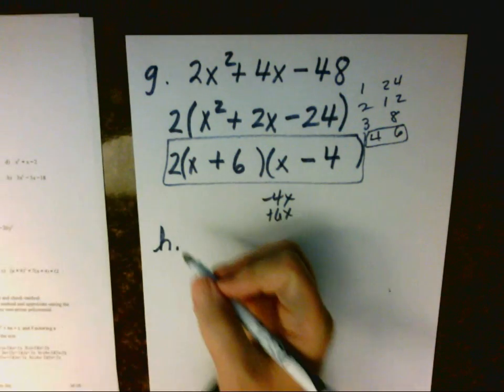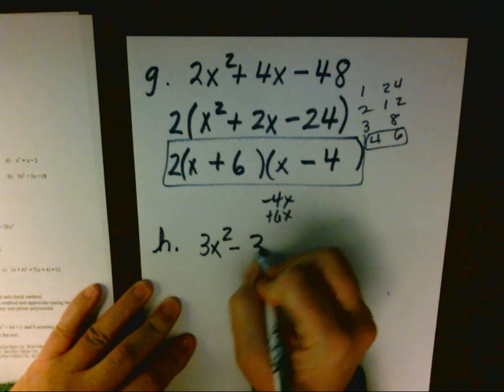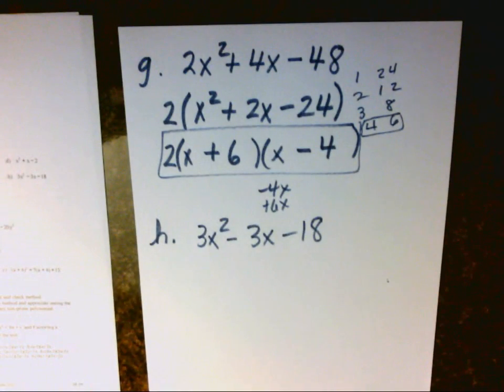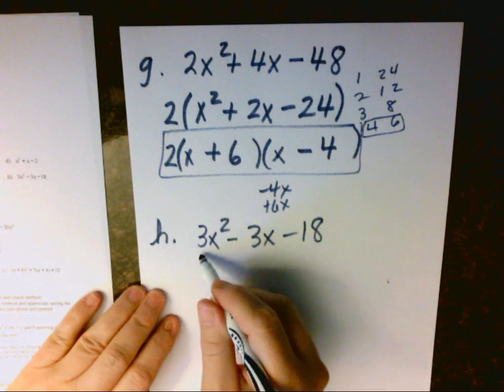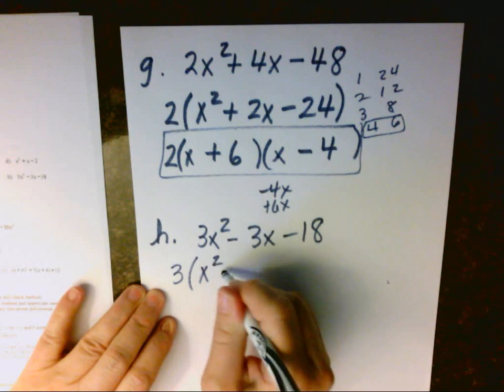These get to be kind of fun once you get the hang of it. Okay, 3x squared minus 3x minus 18. Okay, I notice immediately there's a common factor of 3, which is a lot easier to factor out at the beginning. So let's take it out.